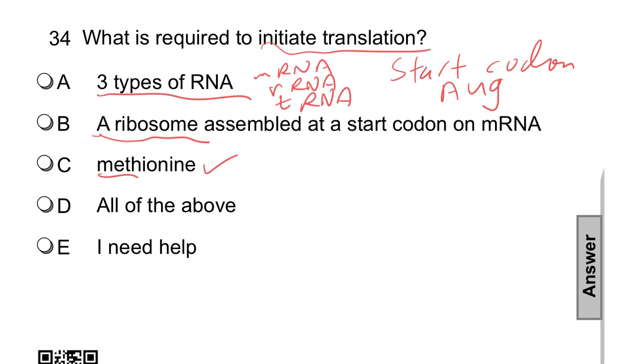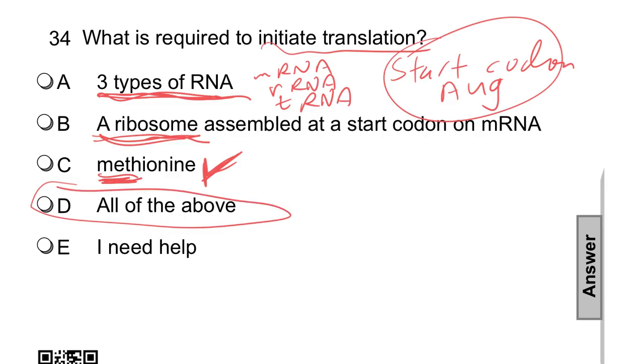Okay, so what is required to initiate translation? Well, translation is making protein. I need mRNA, ribosomal RNA, and tRNA. I need all three of those. I need amino acids. I have one amino acid here. Of course, that's the amino acid I need because remember, the start codon is AUG. If I looked at my genetic code table, that codes for the amino acid MET. And of course, I need a ribosome to assemble. The two subunits have to clamp together where that tRNA connects to the start codon. So I need all of the above. So be careful about those all of the above questions.